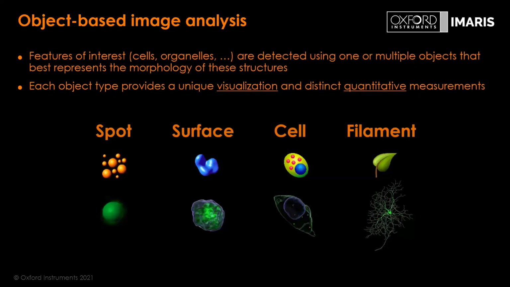The 4 objects that we have in IMARIS are spots, surfaces, cells, and filaments. Everything boils down to those 4. It really depends, A, on what your image or your structure of interest looks like, and B, on what statistics you would like to extract from your data set. Sometimes you may have to use 2 of those. Sometimes it doesn't look very spherical, but spots will still help you. I'm going to discuss this in more detail, but it really matters what statistics you would like to extract from the data set.